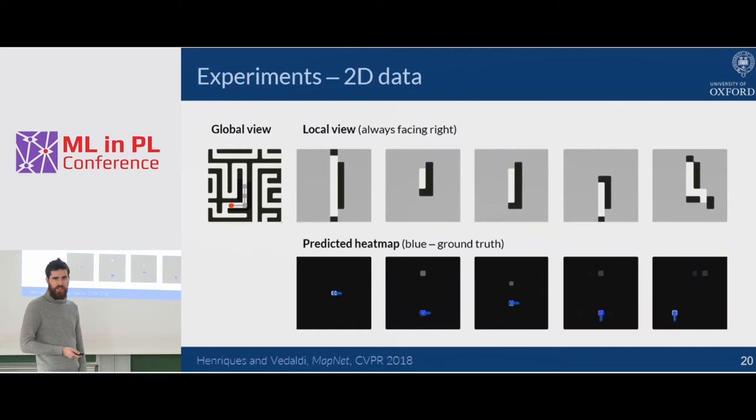Because it's a heat map of probabilities, you can propagate this very multimodal, complex set of possibilities of what happened simultaneously.